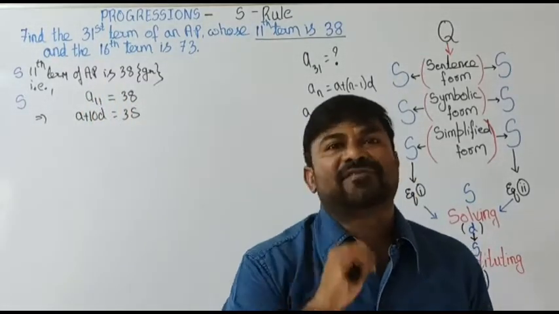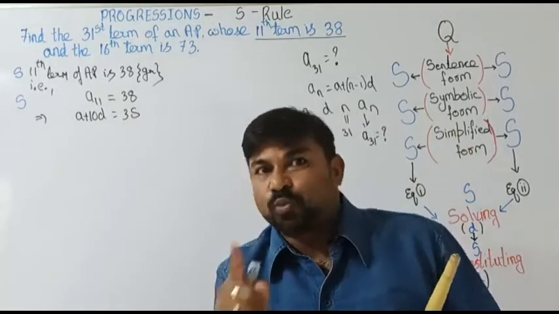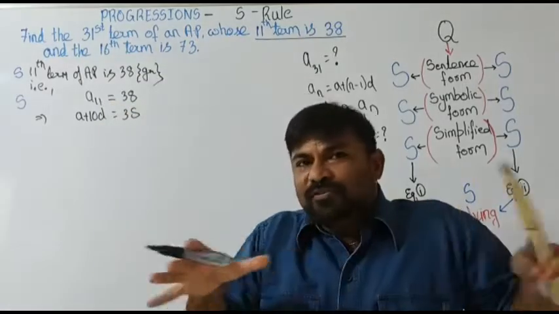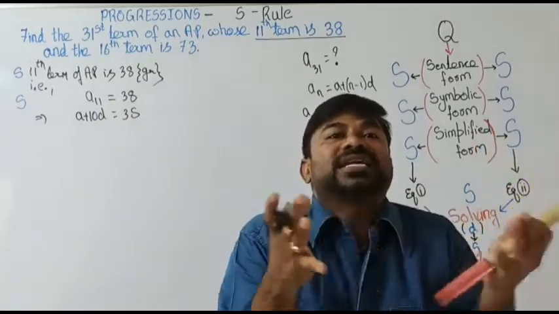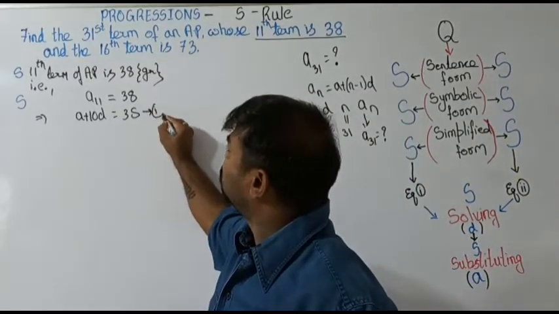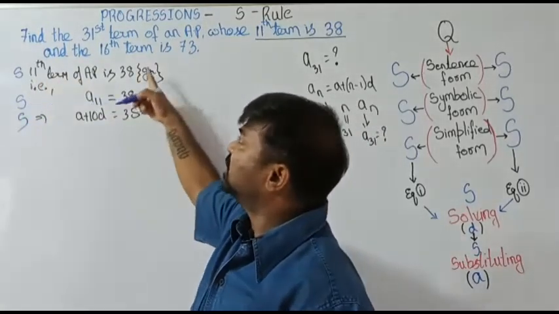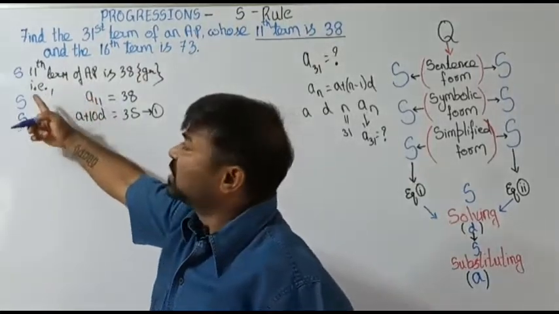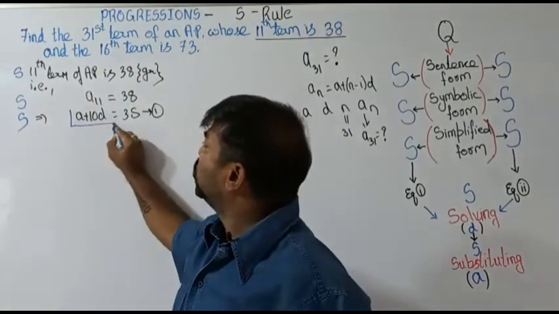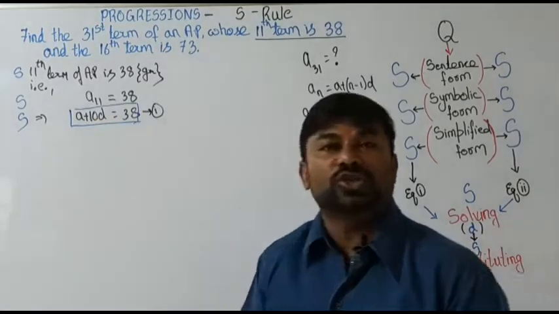The symbol is A11. I am writing the simplified form: A plus 10D. 1 less than 11. If it is 11, take 1 less. Simplifying, writing in terms of A's and D's, is nothing but simplification. Now, I like to call it equation 1. So, I have completed three S's here. Sentence from the question, next symbolic, and then simplified. I got equation 1.